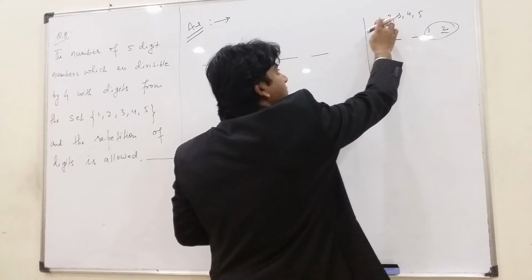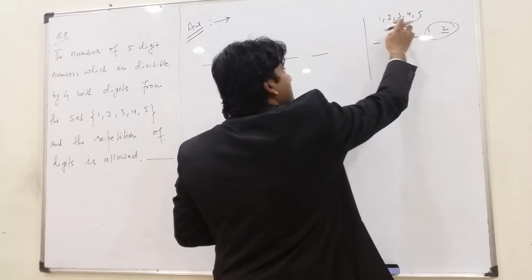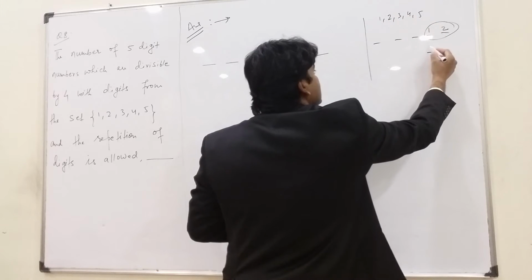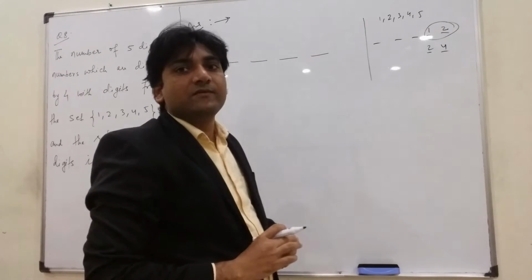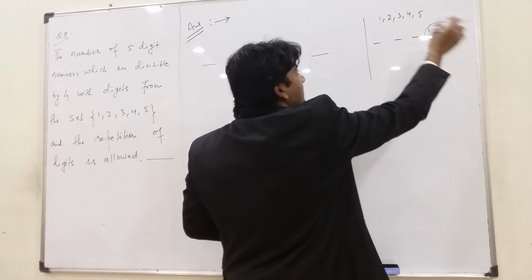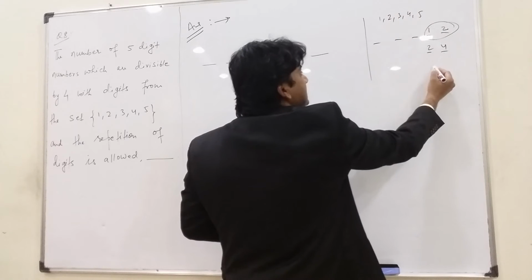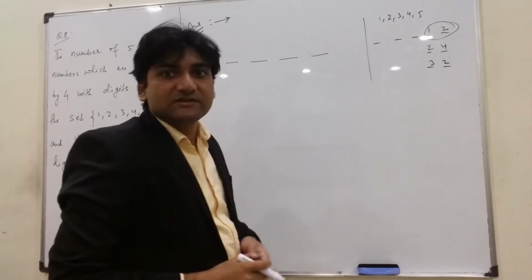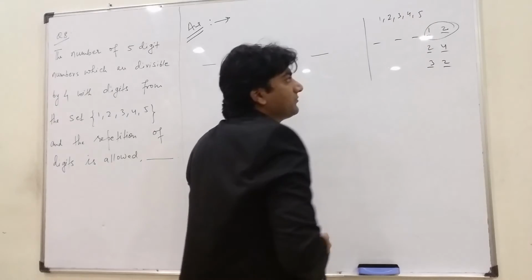Then we will start with 2. 2, 1, 21 is also not divisible by 4. Then 2, 3 not. 2, 4: here 2 and here 4, so 24. 24 is divisible by 4. 2, 5 is also not possible. Now 3. 3, 1 is not possible. 3, 2, yes, this is 32, and 32 is divisible by 4. Now 3, 4 is also not possible. 3, 5 is also not possible.